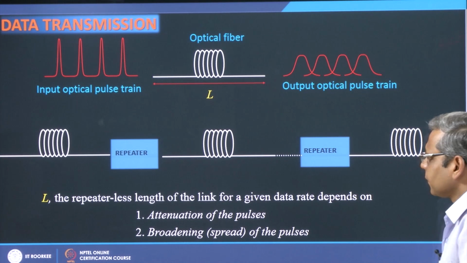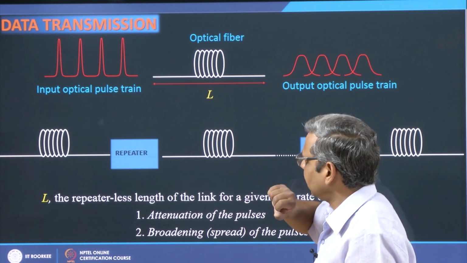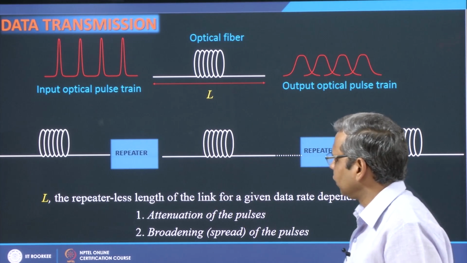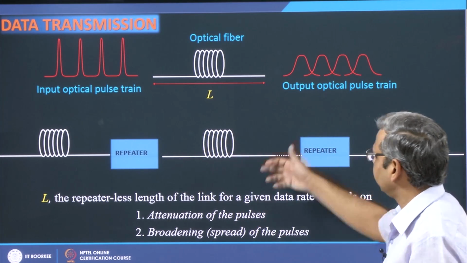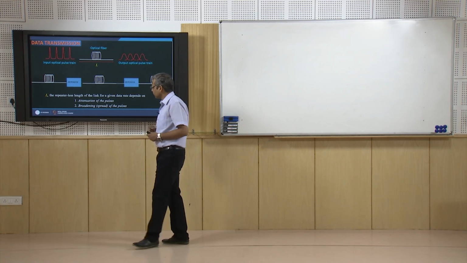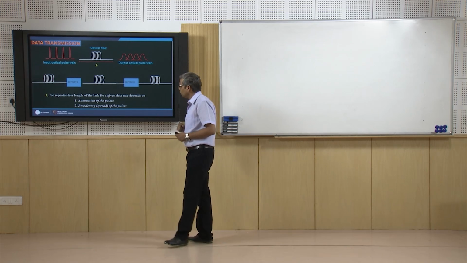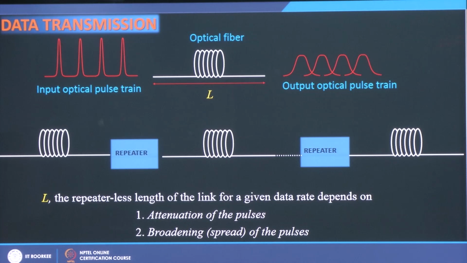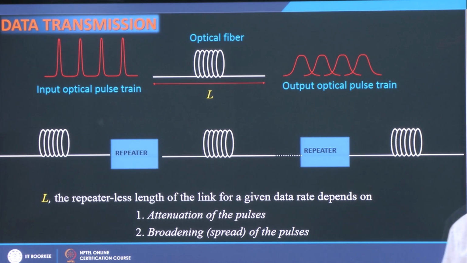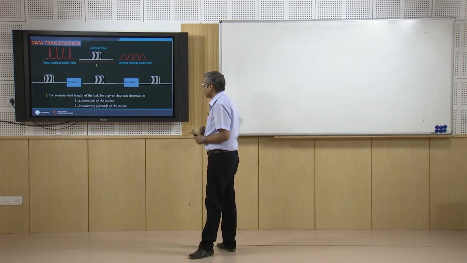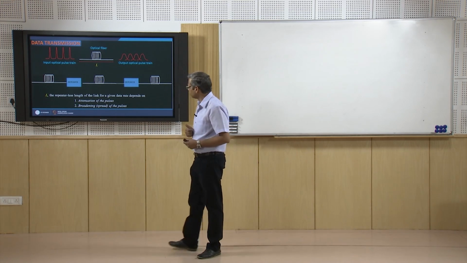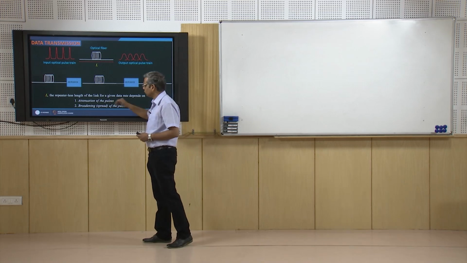So, in a communication link, you send pulses through optical fiber, and then after a certain distance you will have to reshape the pulses and bring them to their original form, and then you send them to the next segment, and then to the next segment, and so on. If L is the repeaterless length of the link, then this repeaterless length for a given data rate depends upon 2 things. One is how much the pulses have attenuated, and the other is what the spread, the broadening, of these pulses is, so that they do not overlap. We are going to look into these 2 things in the next few lectures. In this particular lecture, I will pay attention to the attenuation problem.